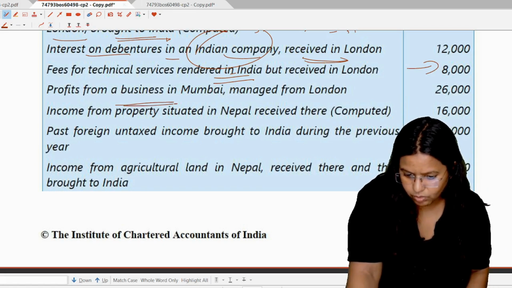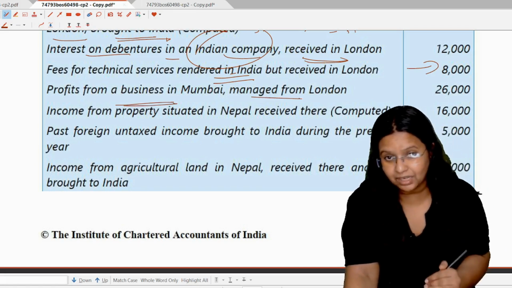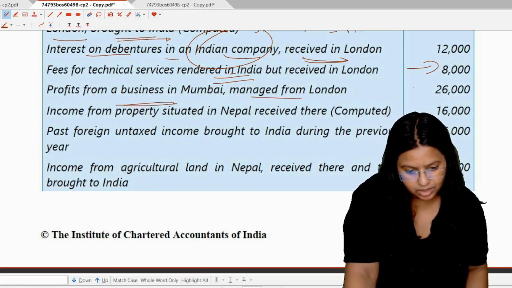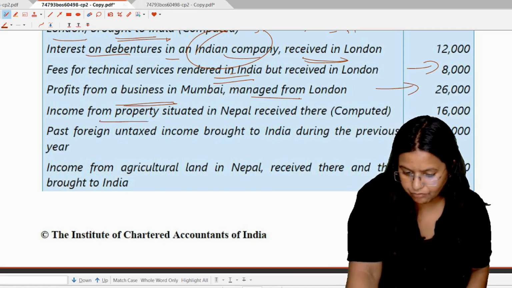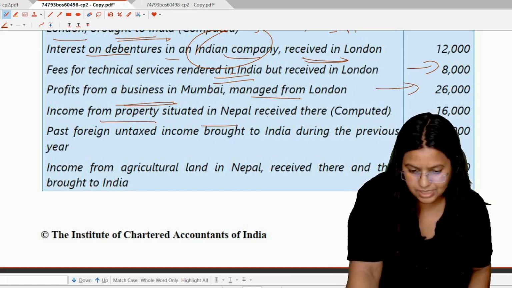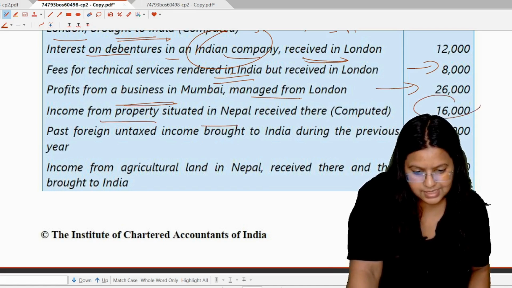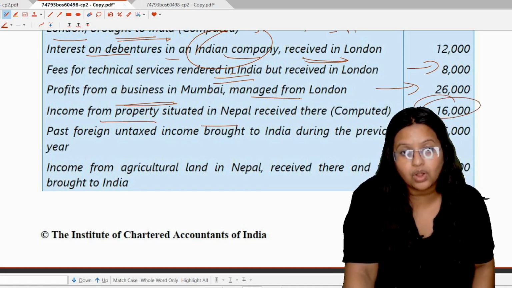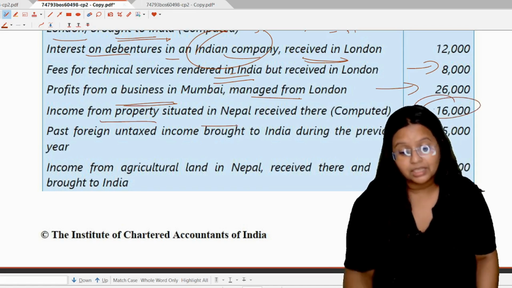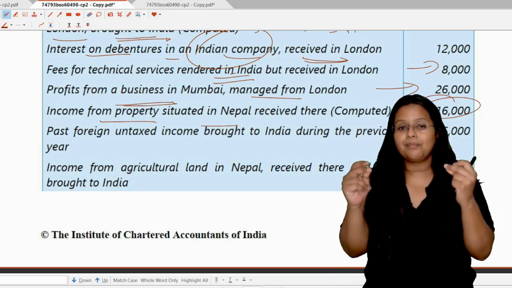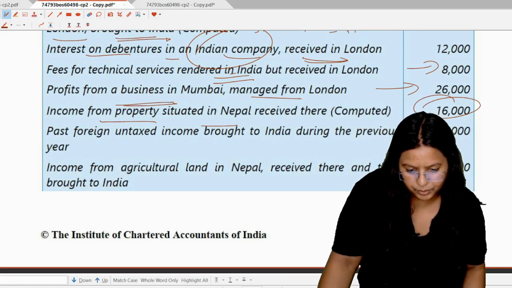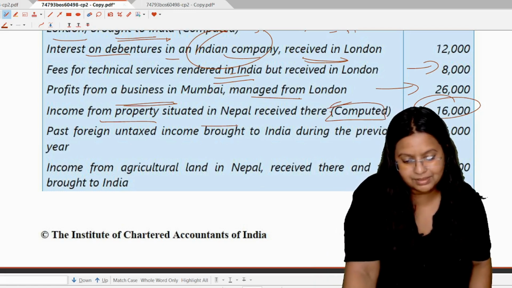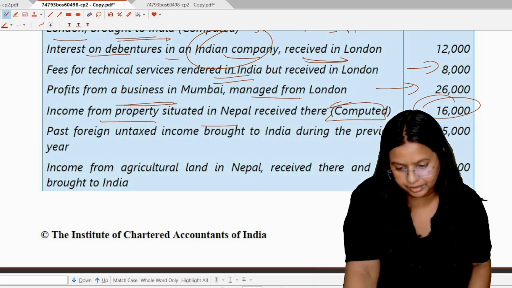Profit from a business in Mumbai managed from London. Business in Mumbai, arising from Mumbai, taxable for all. Income from property situated in Nepal received there, computed. 16,000 will be taxable only for OR, not for any person. This is income from property. So minus 30% no, because the word computed is given here. Computed means that all the deductions have already been provided.